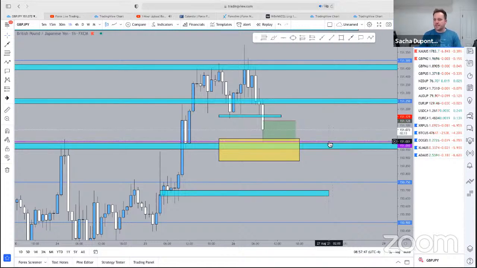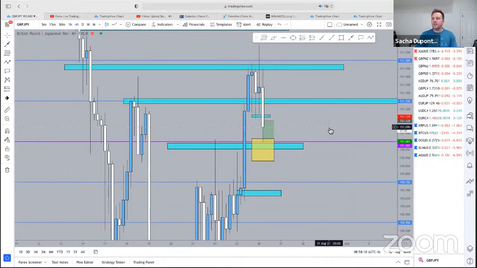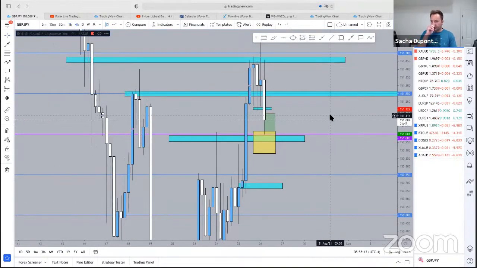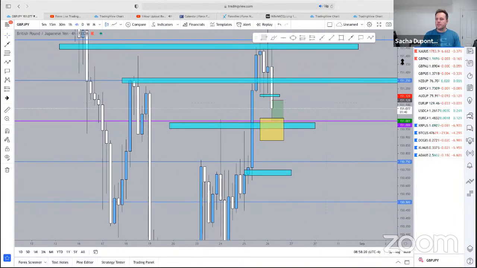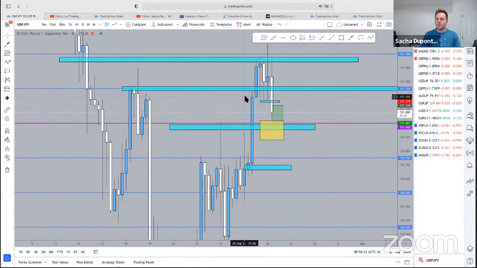Sorry, guys. I thought I muted myself. Let's see. 2 minutes. And this is going to be the 4-hour close. And looks like we're going to come down to this H4 golden zone at least.